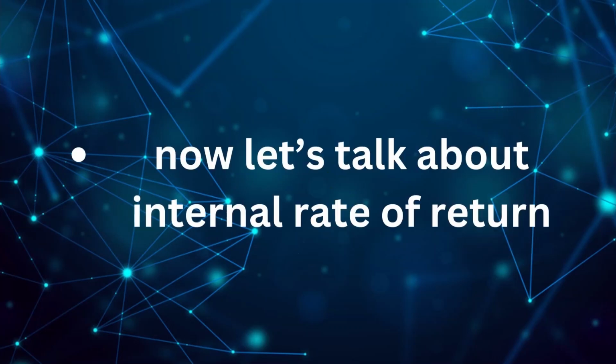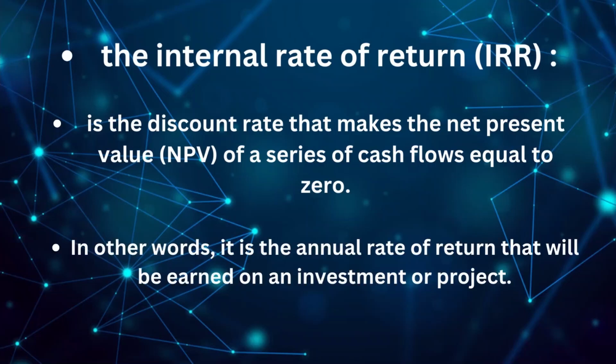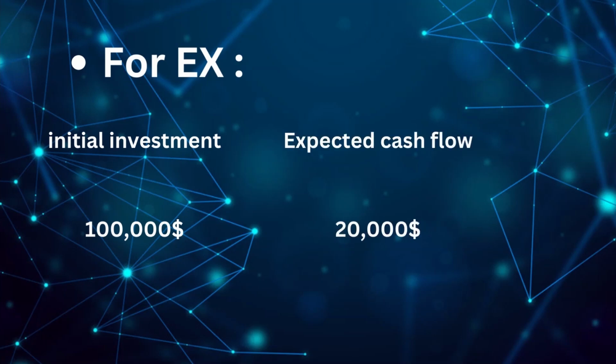Now let's talk about internal rate of return. It is the discount rate that makes the net present value, NPV, of a series of cash flows equal to 0. In other words, it is the annual rate of return that will be earned on an investment or project. An investment requires an initial investment of $100,000 and is expected to generate cash flows of $20,000 per year for the next 5 years. The ROI of the investment is 20%. This means that the investment will earn an annual return of 20%.